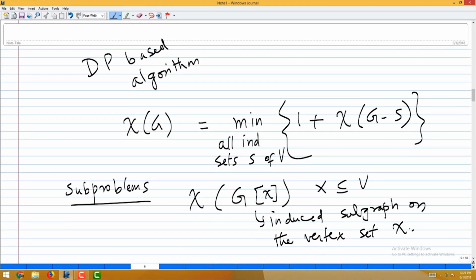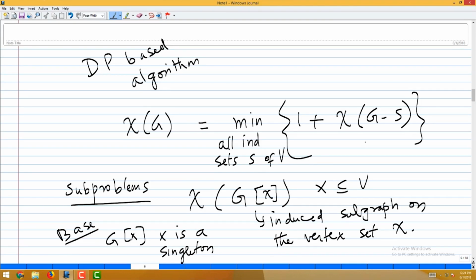So you start from the base, which would be G of X, where X is a singleton. Once you get to 2 vertices, you look at independent sets of those 2 vertices and color them 1, and whatever is the remaining, which will be a 1 element set or an empty set that you have already computed, you take it from the table.